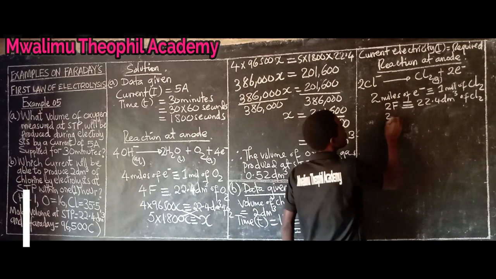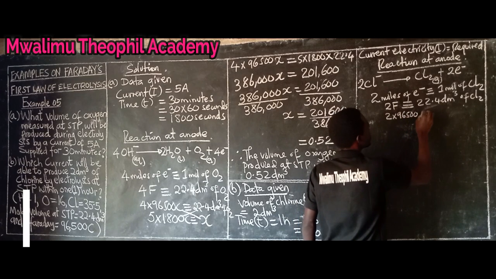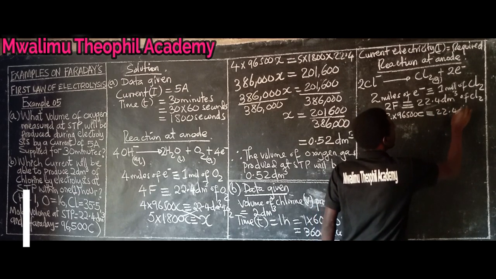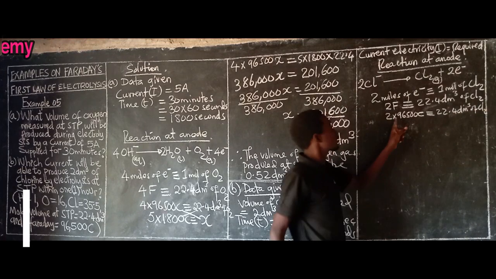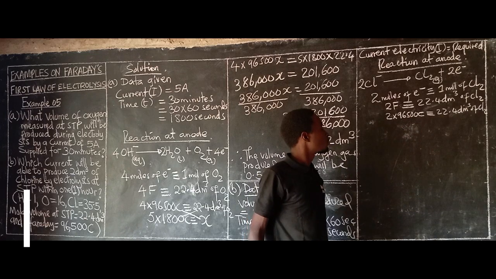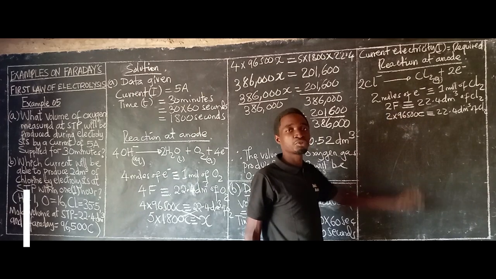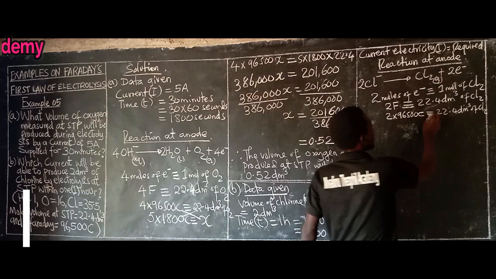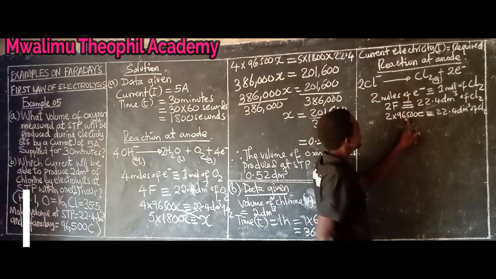It will be 2 times 96,500 coulombs, which will be equivalent to 22.4 decimeter cubic of chlorine gas. I have multiplied 2 by 96,500 to get the total amount of charge, because 1 Faraday is equal to 96,500 coulombs. These are the values from the standard balanced chemical equation.